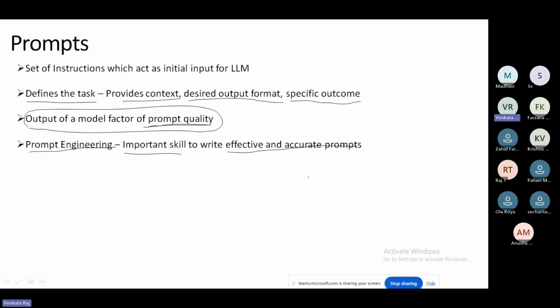Those prompts which will give us our expected output, our correct or desired output in the required format. So that will actually help us.